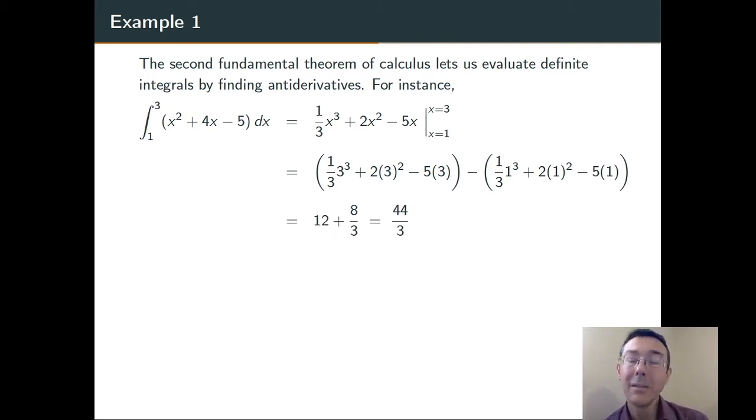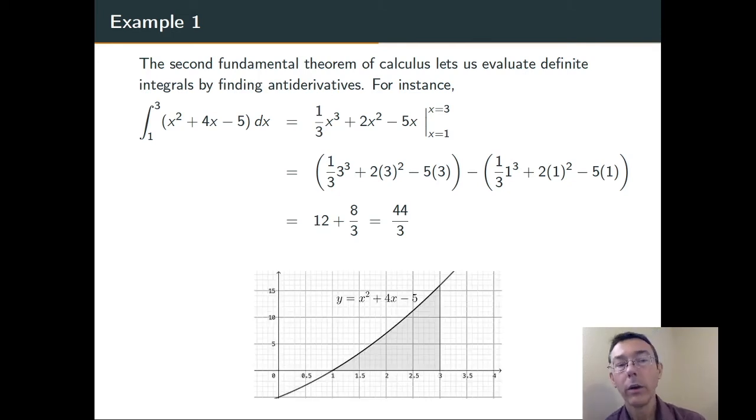So notice that I didn't put in a plus c for the most general antiderivative. I left that out because I don't care about the most general antiderivative here. I just care about an antiderivative. Any one will work. Also, let's not lose sight of what this integral means. The integral from 1 to 3, x squared plus 4x minus 5 dx, is an area under a graph. From 1 to 3, the graph of this parabola. What we're saying is that that shaded area that I've shown here is actually 44/3.